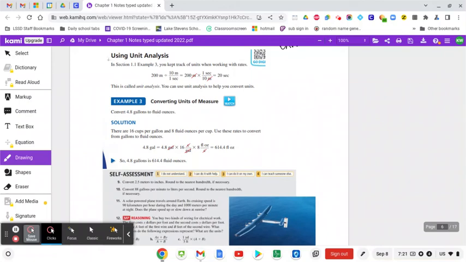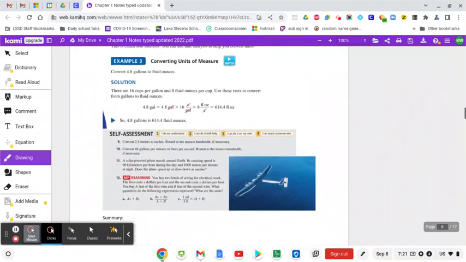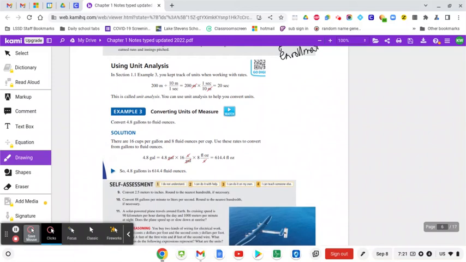All right, unit analysis is the last section we're going to be looking at. So you can keep track of units when you're working with rates. All right, so this is going to be our conversions, and we're going to be finding unit analysis. So for example 3, it says we're converting 4.8 gallons to fluid ounces. So I'm going to start with the amount that I currently have. So 4.8, I'm going to make sure and put my label on it. I know that there are 16 cups for every gallon. So I'm going to multiply by 16 cups for 1 gallon.